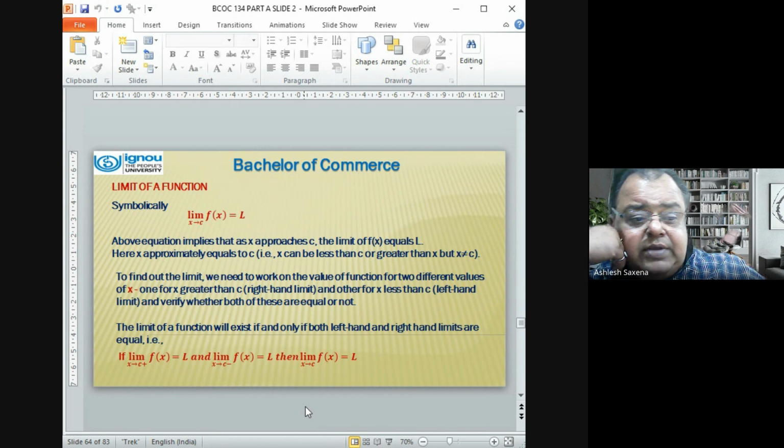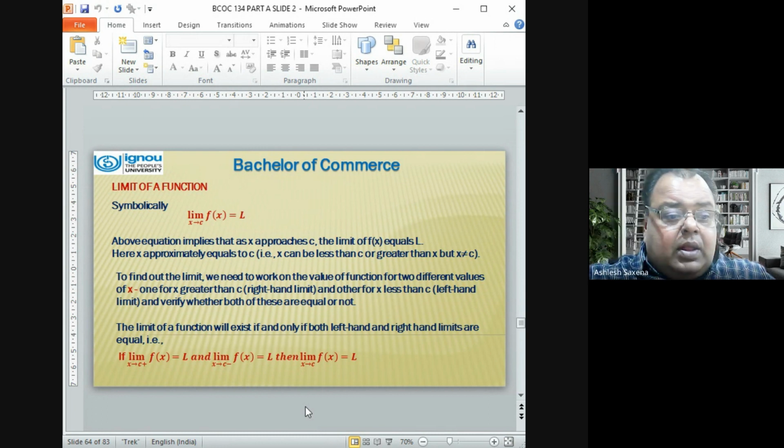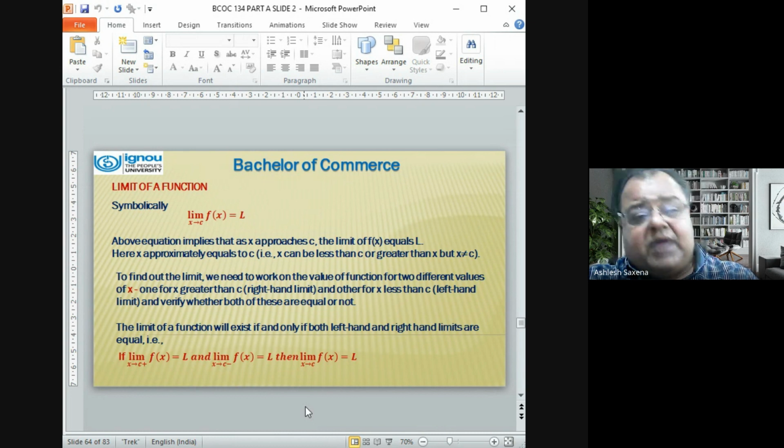You can see, limit x tends to c plus, that means on the right side of c, for the value you will get the limit as your answer, L. And for limit x tends to c negative, that means on the left side of c, you will again get the same value L. Which means, mathematically, that limit x tends to c, f(x) is equal to L. That means on solving it, your answer will be L.